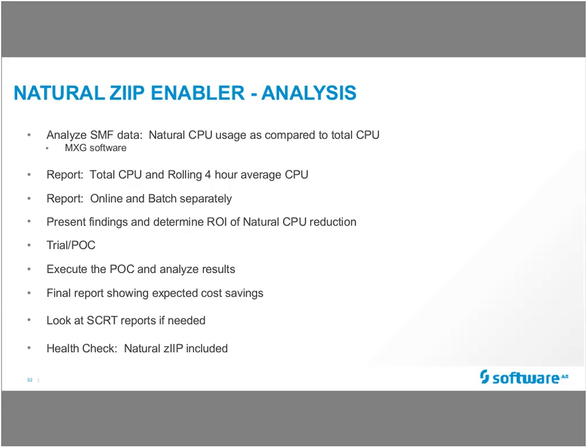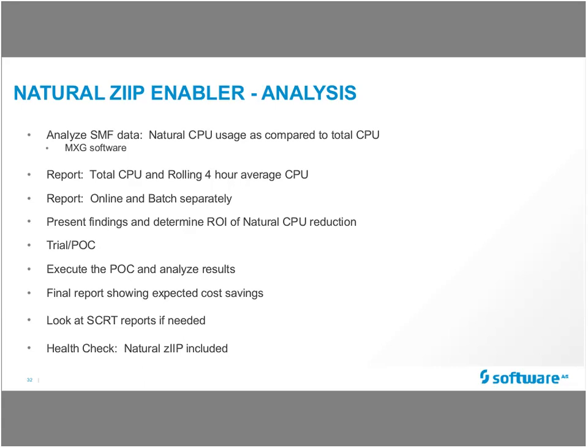This report itself will report on total CPU, and it will also report on the rolling 4-hour average CPU for the top 20 hours. So then you can see, if I reduce my CPU by this many seconds in the highest hour, what is my next peak? We can do online and batch separately. They're in separate columns, but they can all be in the same zIIP SMF data.